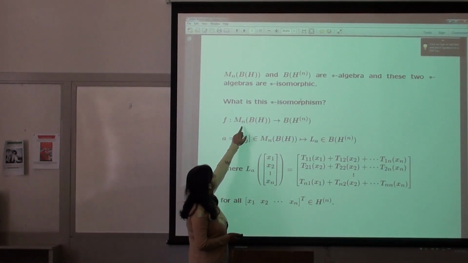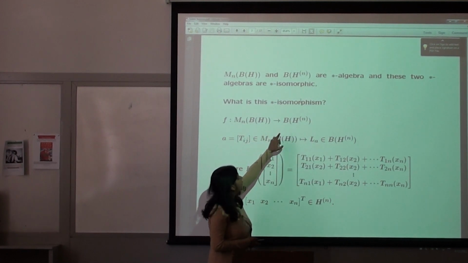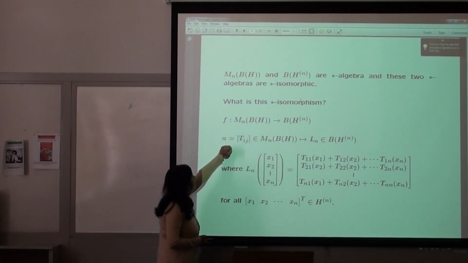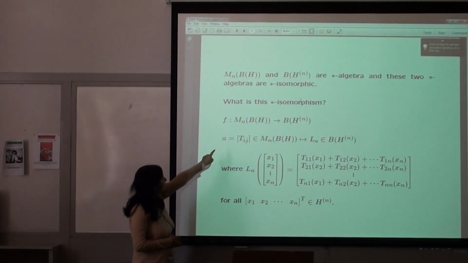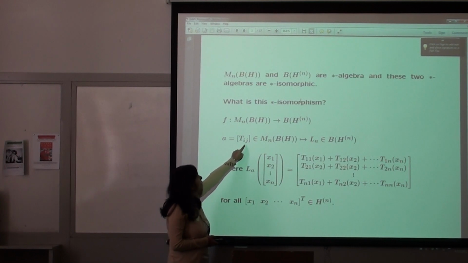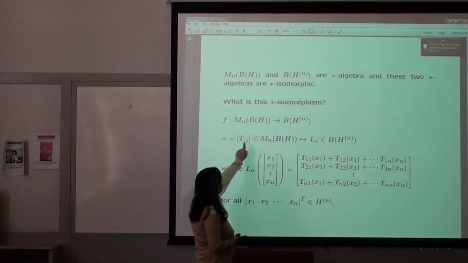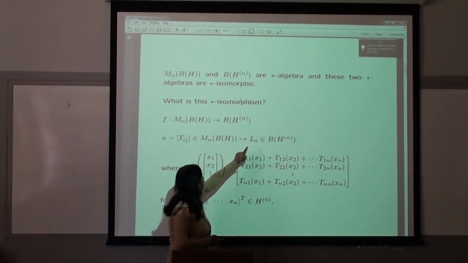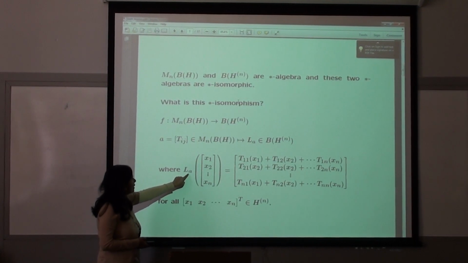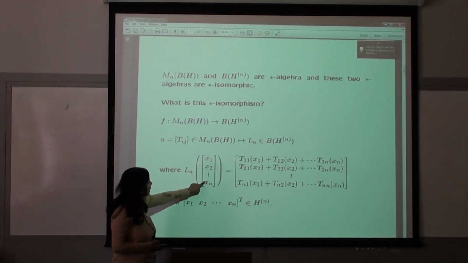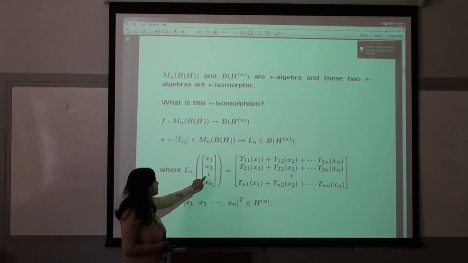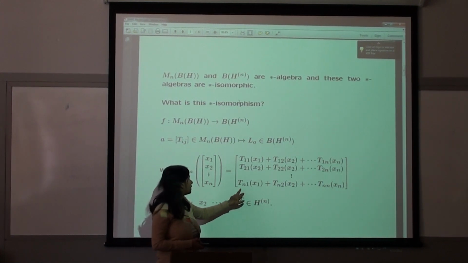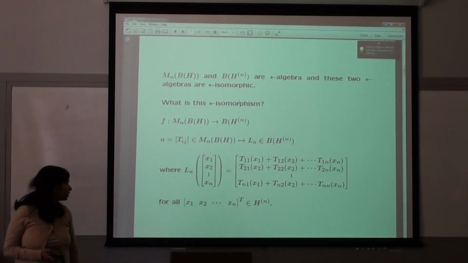We look at n cross n matrices whose entries are operators on a Hilbert space, and the bounded operators on n copies of the Hilbert space, and this is the isomorphism that we define. We start with a matrix A whose entries are operators, and corresponding to this matrix we get an operator L of A, left multiplication by A. We define L of A on a vector in n copies of the Hilbert space as just matrix multiplication, A times X. A is a matrix of operators, and X is a long vector in n copies of the Hilbert space.